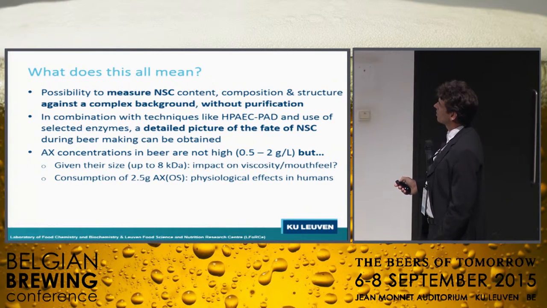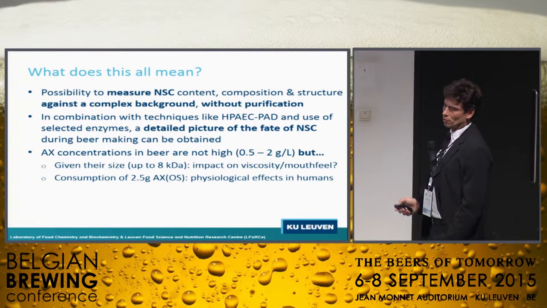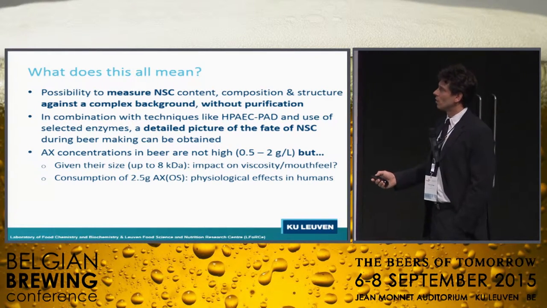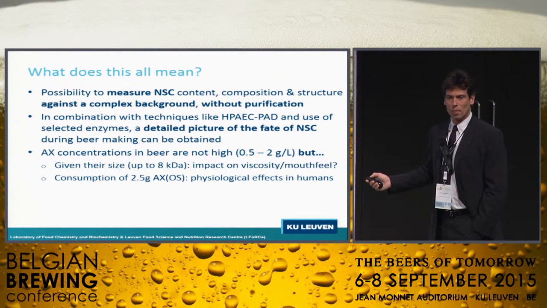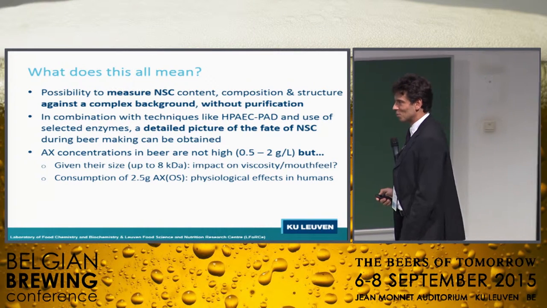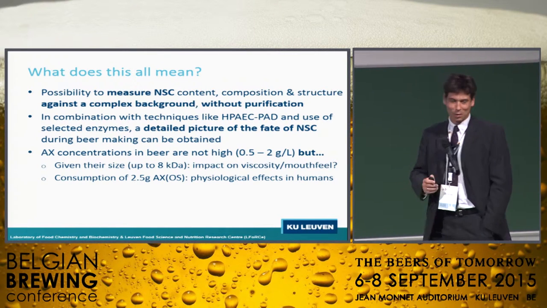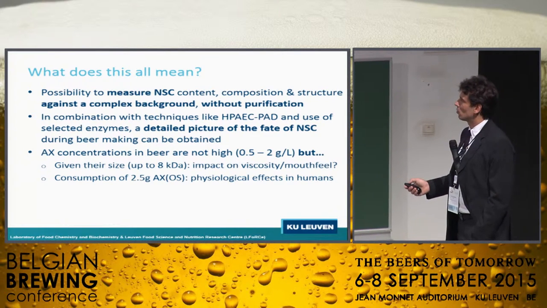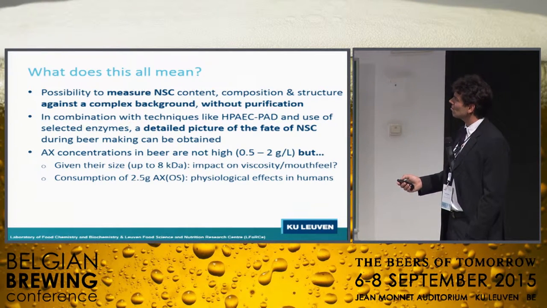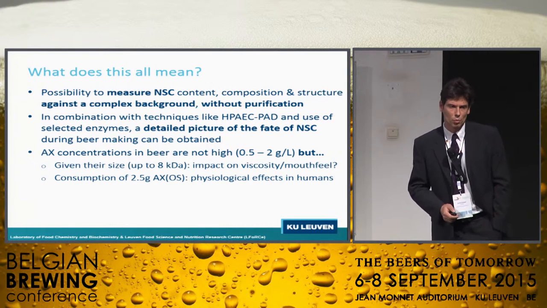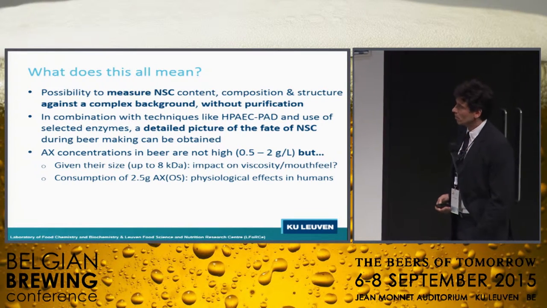ribonucleoside and oligosaccharides. And what do we know? That consumption of 2.5 grams of oligosaccharides is sufficient to provide a physiological effect in humans. Now, I'm not allowed to say that beer is good for you, and I'm not going to say that, and no, you cannot use it, but still, it's something to consider. We do have these smaller oligosaccharides in the beer, which do provide health benefits.